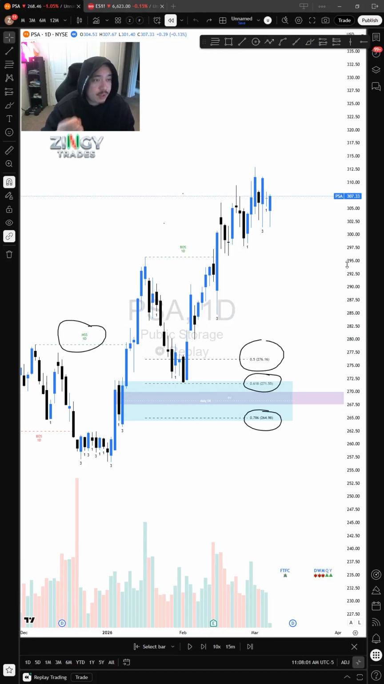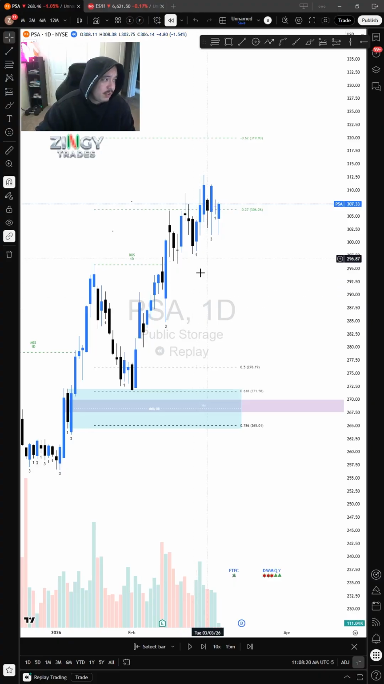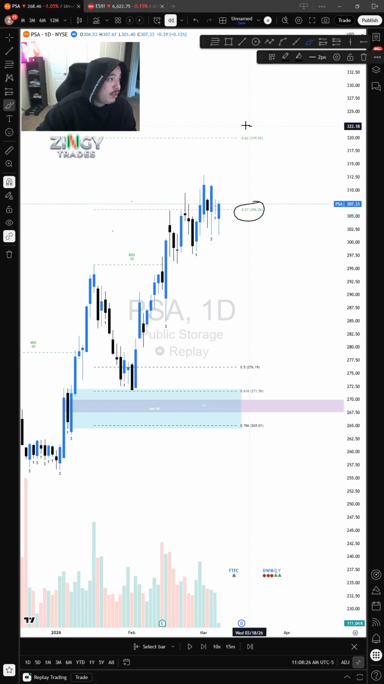Another way that I look for targets as well is called fib extensions. Off of OTE, what you'd be looking for is the negative 0.27 and the negative 0.62, right? This is where I'm going to take more of my positioning off, or be my real true final targets if I don't plan to hold this into expiration.